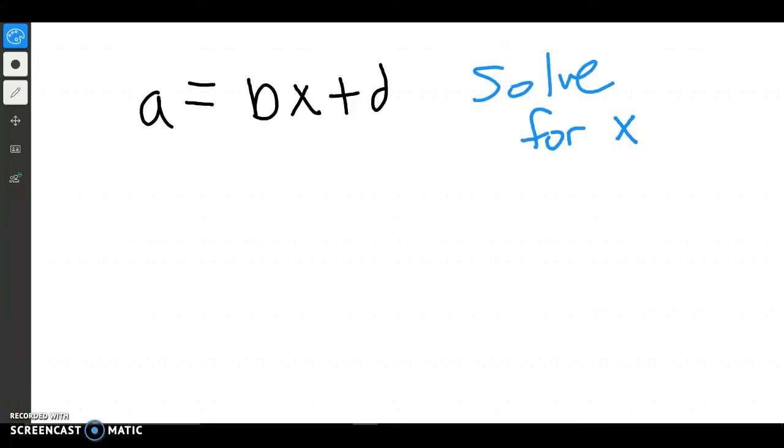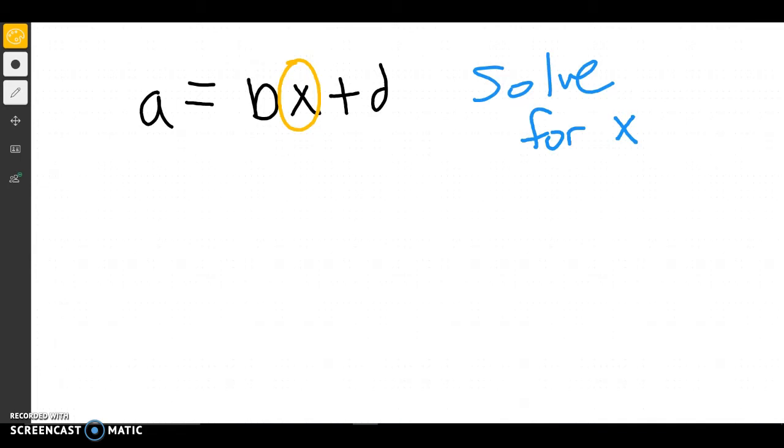Okay, so today we're going to learn how to solve literal equations. What literal equations are is equations that have multiple variables. So in this case, when we're looking at this, we're going to solve for x. That's the variable that we'll solve for out of the 4 variables that we see.